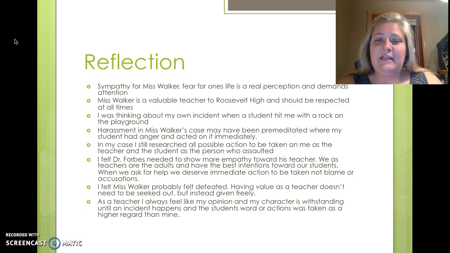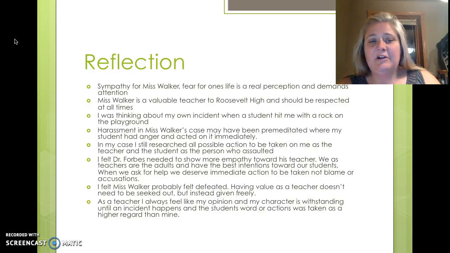Harassment in Miss Walker's case may have been premeditated, whereas my student had an anger and acted on it immediately. It was a quick temper, and he reacted any way that he could to show his emotions, whether appropriate or inappropriate. So those are the things that Miss Walker needs to think about: was it premeditated, in the terms that yes, it is a life-threatening threat, or was it? I don't know. Not that it's any better, but in my case, it was a quick temper and his only way to react.